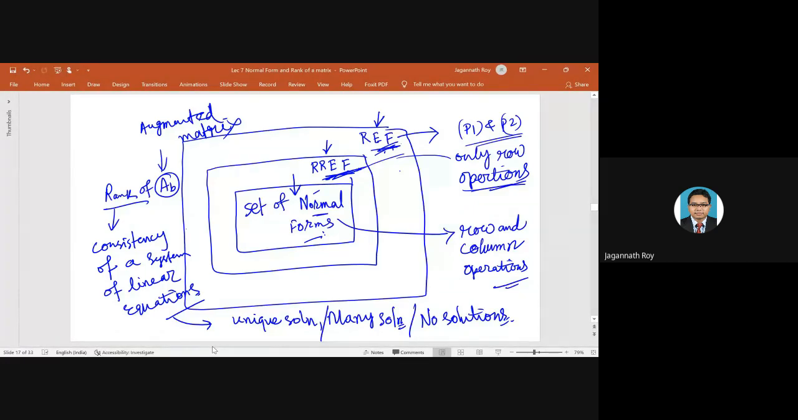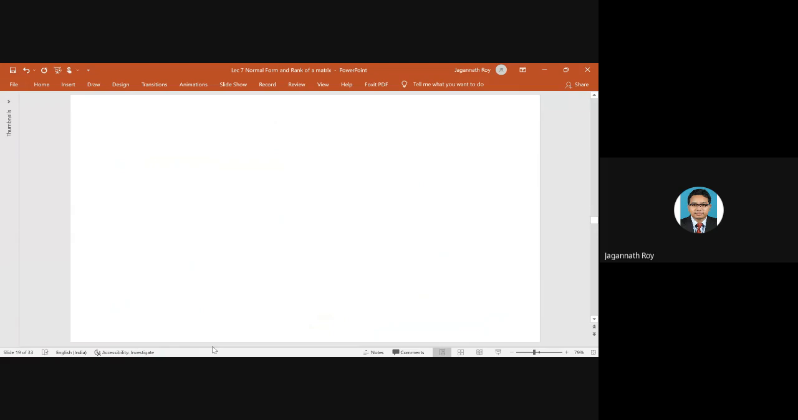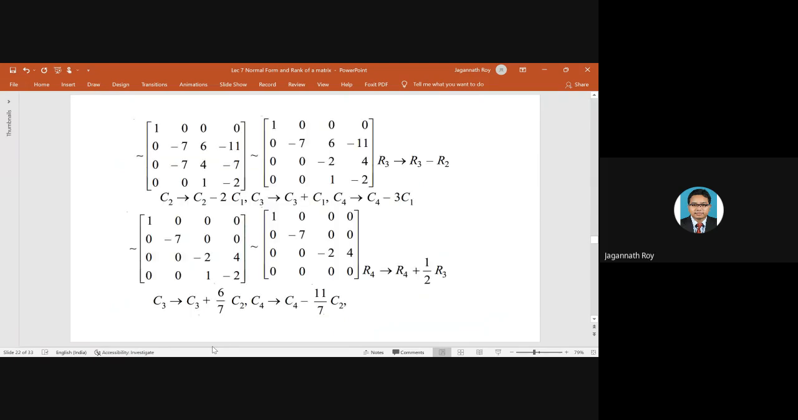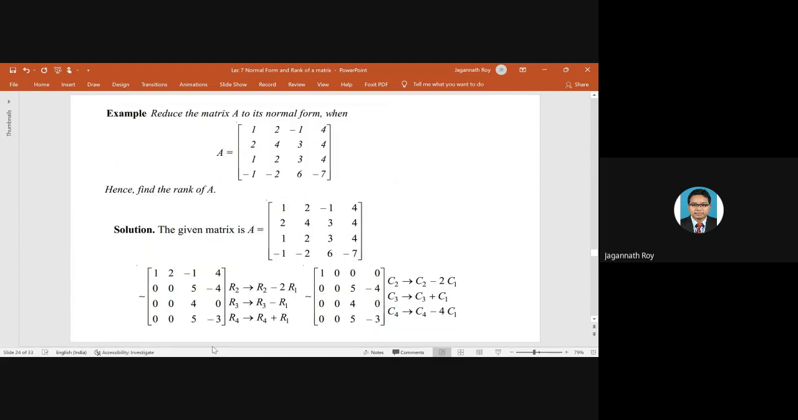Okay, so far we have discussed this concept. Now I will give you some exercises to find out the normal form of a given matrix. But before we end today's class, let us see another beautiful application of normal forms. For example, example 3, you can try to find out the normal form. Reduce the matrix to its normal form.